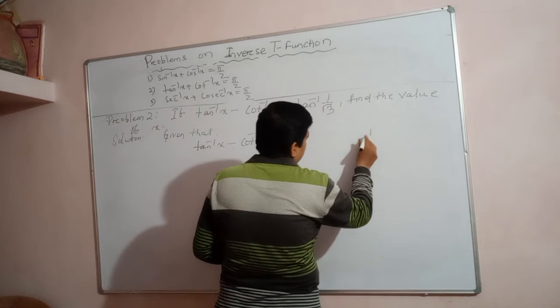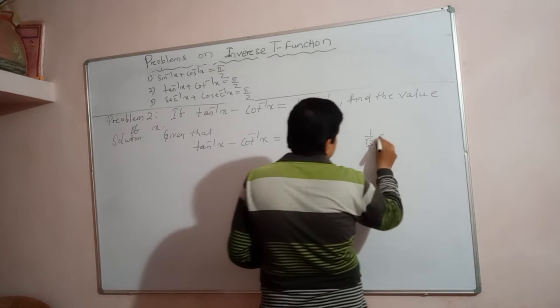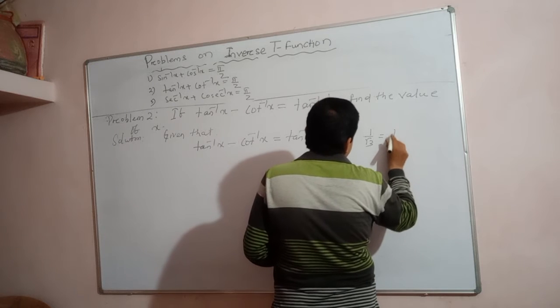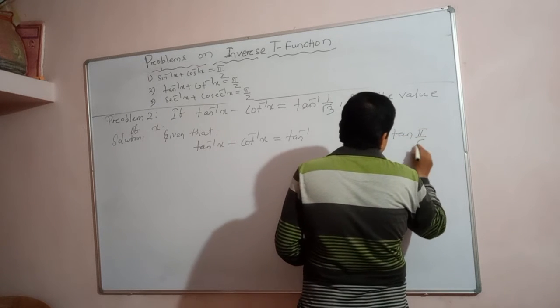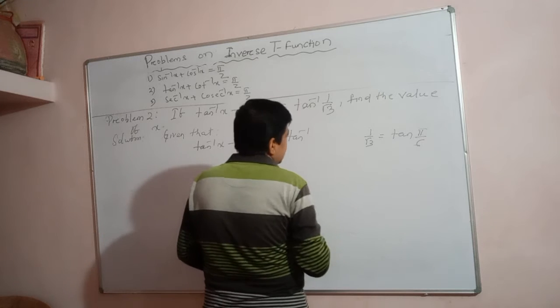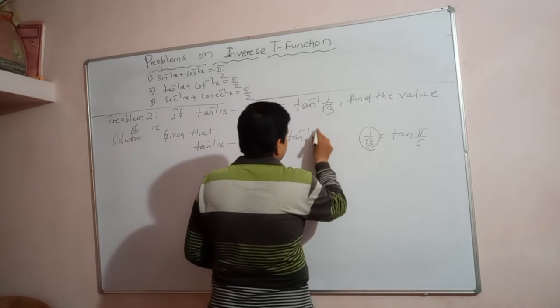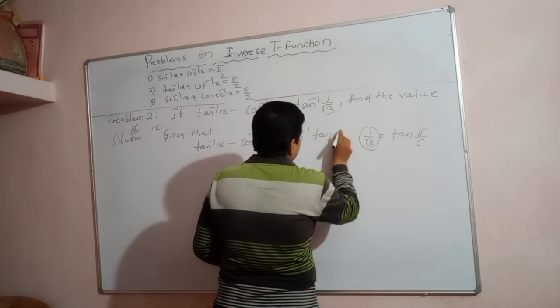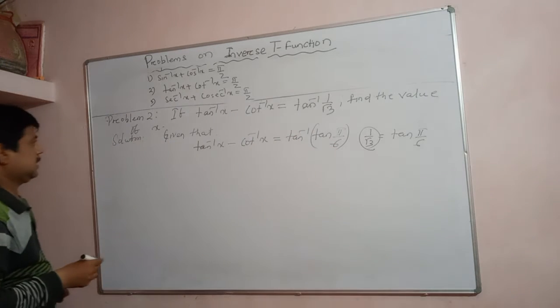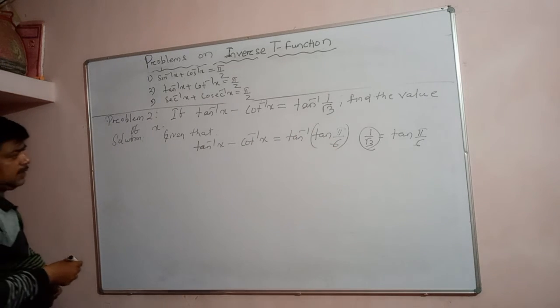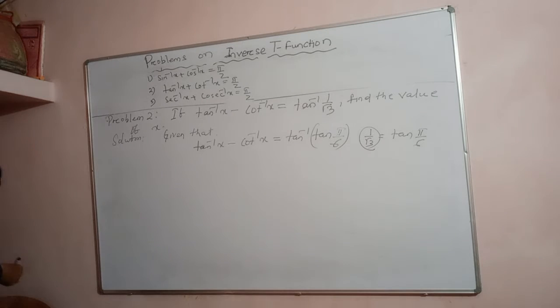So what is the value of 1 by root 3? It is equal to how much? Tan pi upon 6. Yes or no? So in place of 1 by root 3, I can write tan pi upon 6. Can I write? Pi upon 6. Clear?